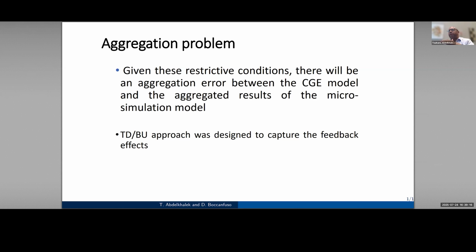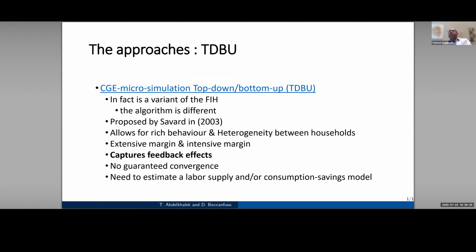The top-down and bottom-up approach was designed to also capture the feedback between the two, to overcome particularly the inconsistency between the reactions. This is for top-down and bottom-up. It is the last one I present for you.